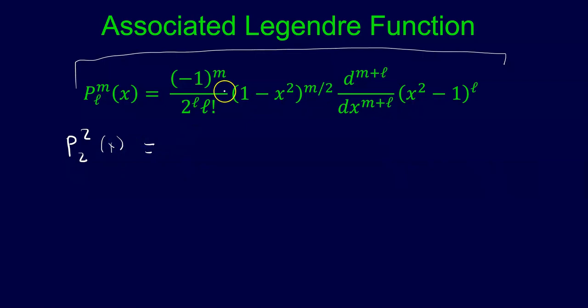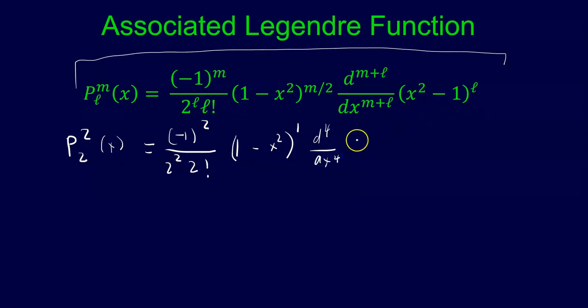All right, and so if we look here, basically I'm going to put in a 2 wherever there's an m. So I get -1 squared. Down here, our L is a 2, so it's 2 squared, and then 2 factorial. So these are just constants. And here I get 1 minus x squared, and then to the 1 power there, so 2 over 2. And then here I've got a derivative of the m plus L power, so it's going to be the fourth derivative. So the fourth derivative with respect to x of this guy here, which would be x squared minus 1 to the squared power.